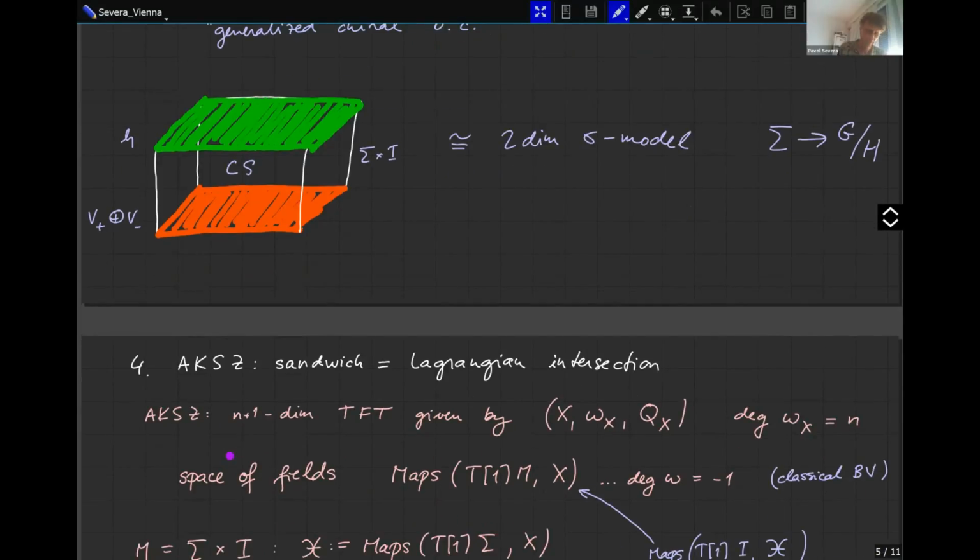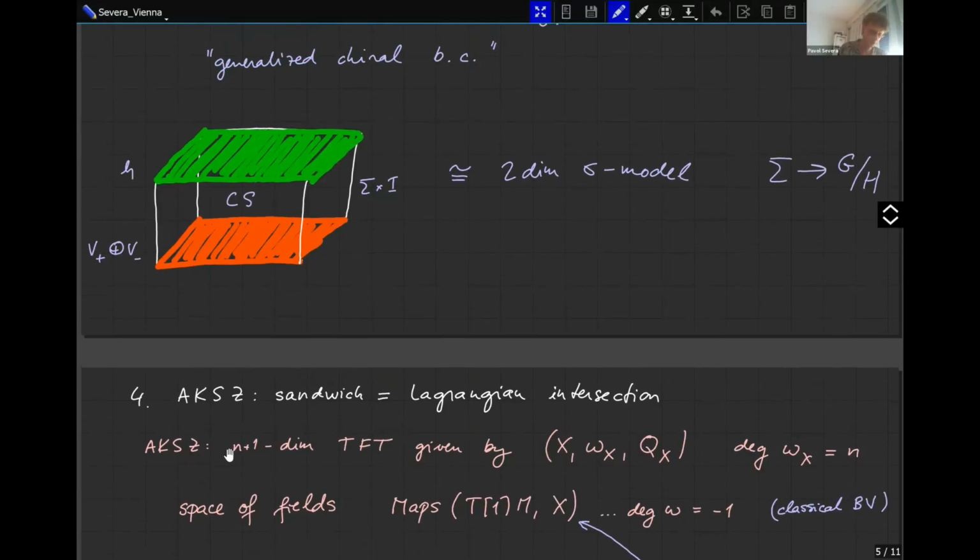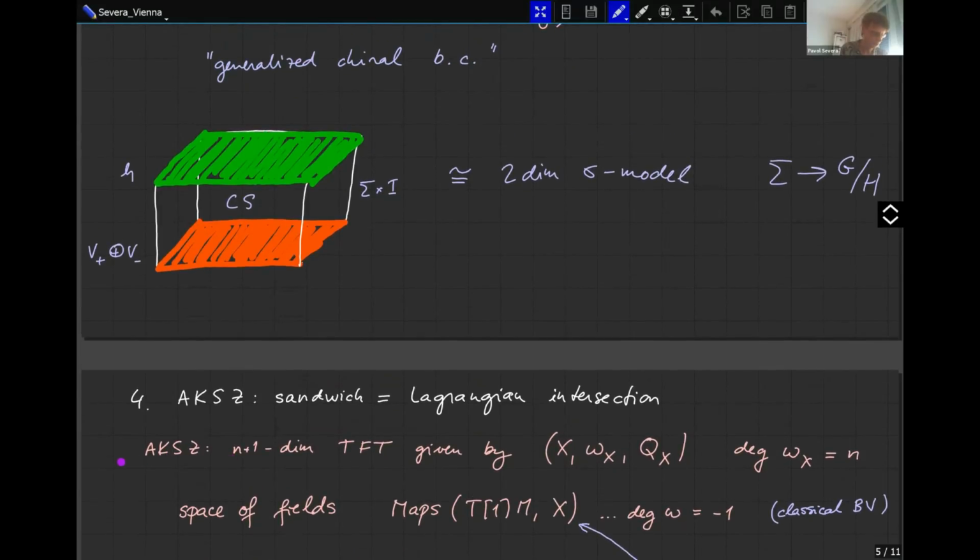So there are just some little preparatory remarks for this AKSZ theory. It's an (n+1)-dimensional topological theory, and for that we need a differential graded symplectic manifold with symplectic form of degree n, or if you prefer, a higher derived stack or something, it doesn't really matter.